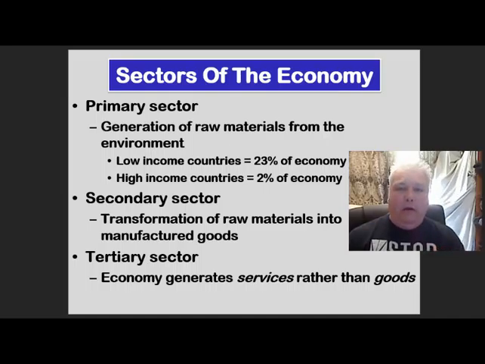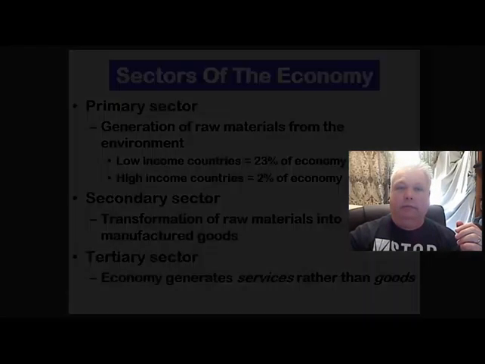The other part of the tertiary work sector is high-tech jobs, where you're working with computers or some type of technology, where you're not creating it or generating it, but you're generating services using that technology. Okay, so these are the three work sectors: primary, secondary, and tertiary. It's not extraordinarily difficult, but it is something that I thought would benefit from a little bit of explanation.